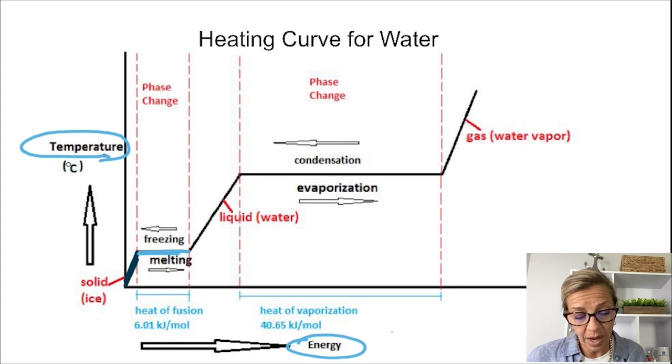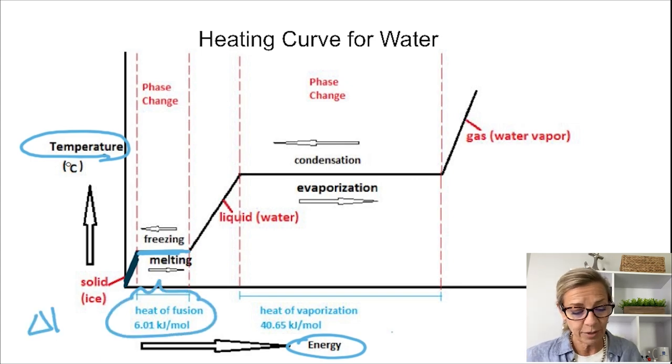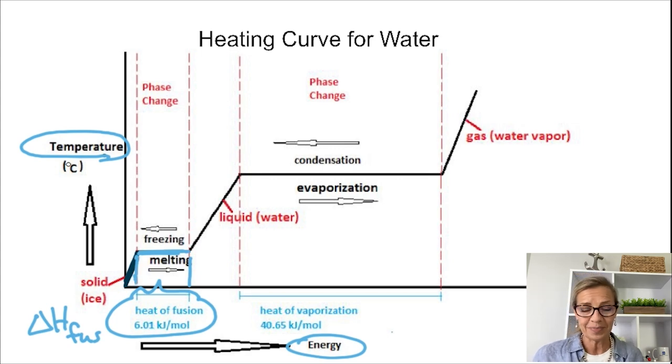Well, that quantity of energy right there is the heat of fusion. Our symbol for that is delta H fus, heat of fusion. And so that quantity, you just drop those lines down and measure that amount of energy. Then we're just going to continue up this curve.